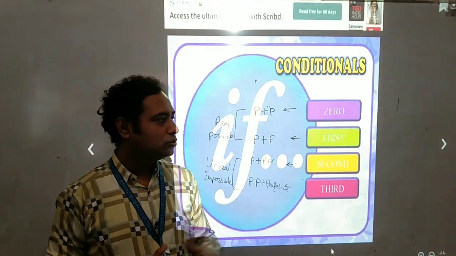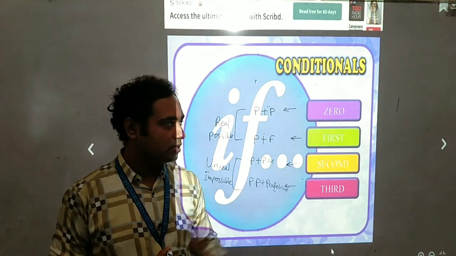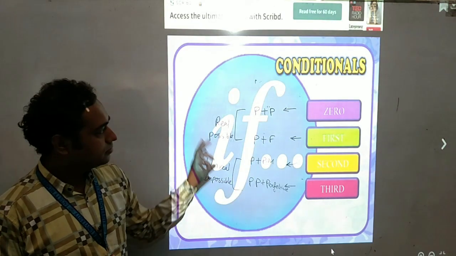I'd like to request someone to please switch the fans off if the air conditioners are working. Switch the fans off. So this is the formula.